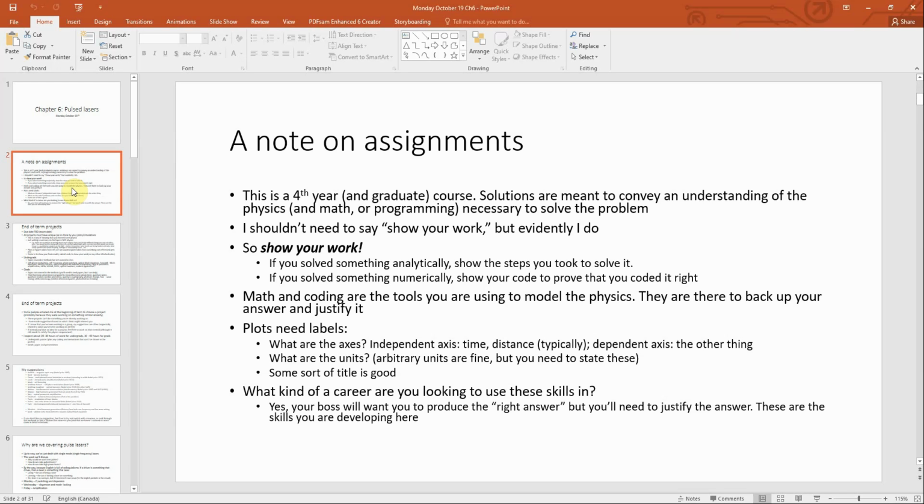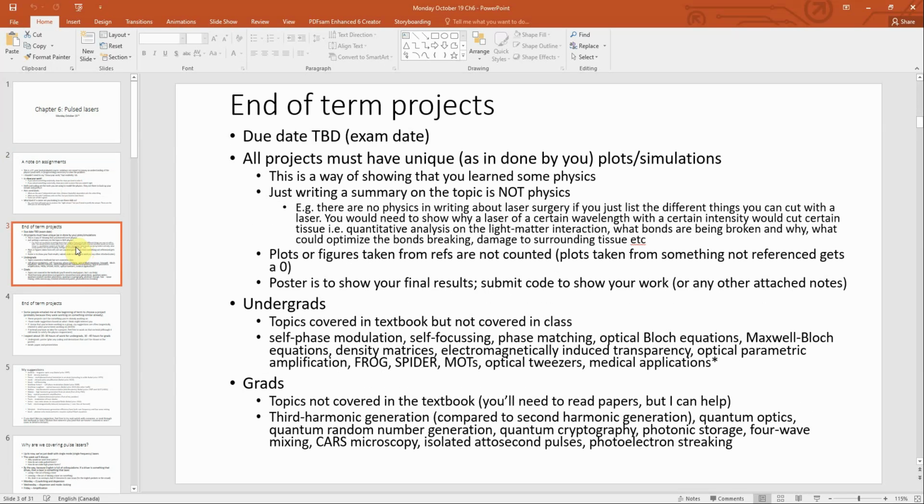The same thing is going to be with any job that you have, and that's what we're preparing you for by doing these assignments. So I want to see the right answer. That's, of course, ideal. But I definitely need to see the steps that you use to justify that answer. Those are the skills that we're developing here. I didn't think that I would need to discuss that at length for a fourth year course, but evidently I do. So here I am.